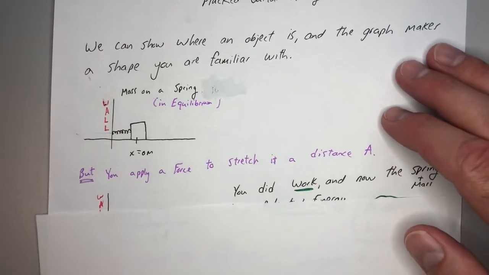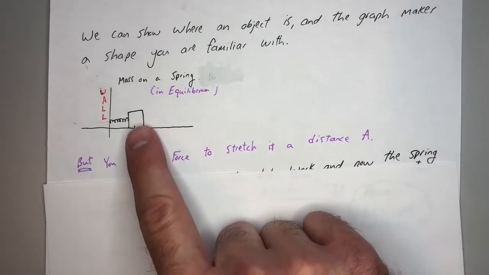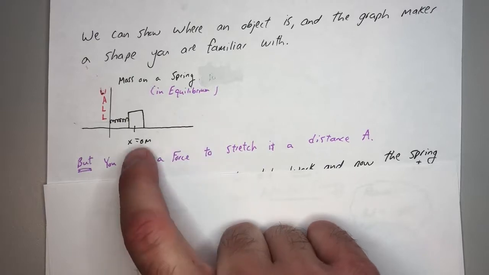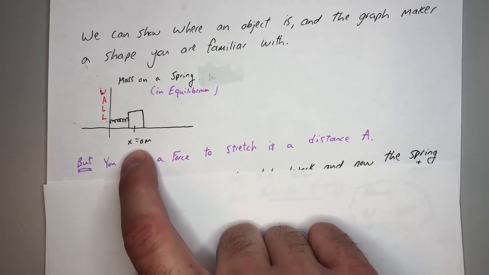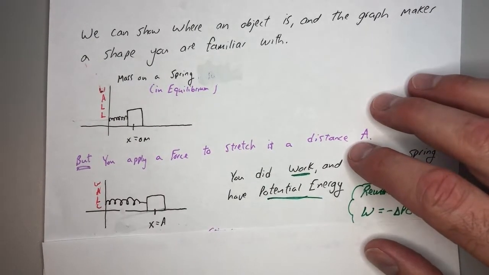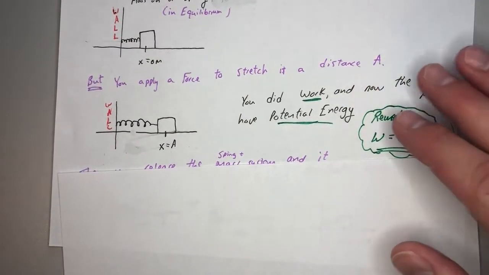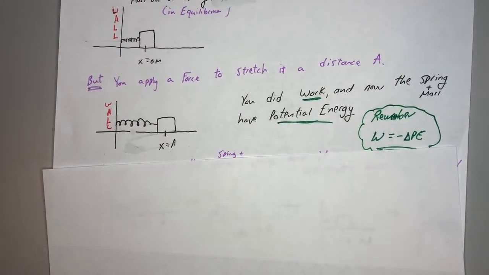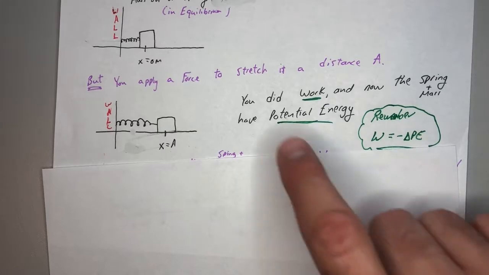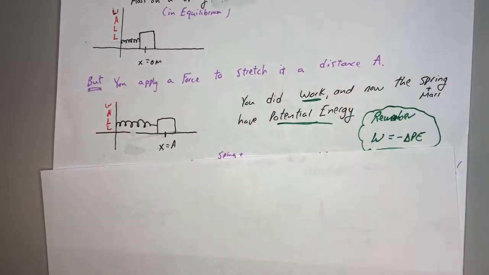But what we're going to do is apply a force, and we're going to stretch this mass out to a distance A away from the equilibrium position. Okay, so that's going to be our next drawing. So we're going to apply a force, and we're going to do that for a certain displacement. So you're putting work into the system. So you're going to do some work. You're going to stretch it out like that.